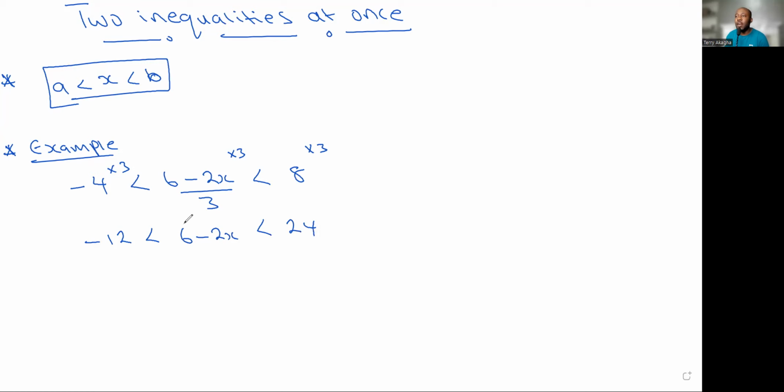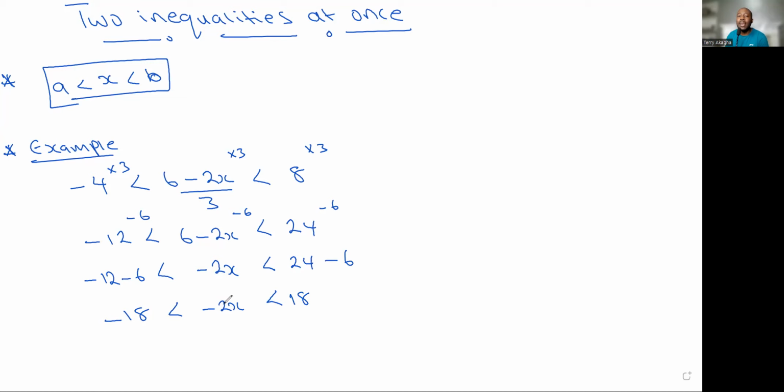Are you seeing it? In order to remove the 6 now, I have to subtract 6 as well. So when you subtract 6 here, you subtract 6 here, you subtract 6 here. Remember when I told you, when you add or subtract on both sides, nothing happens to the inequality sign. So this is going to give us minus 12 minus 6, 6 minus 6 gives you 0, so it's going to give you minus 2x, and 24 minus 6 is 18. And minus 12 minus 6 is going to give us minus 18.